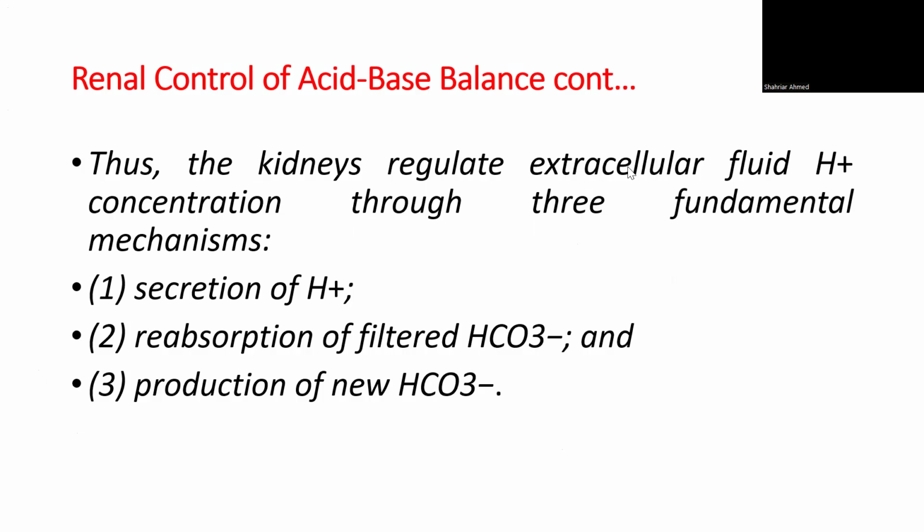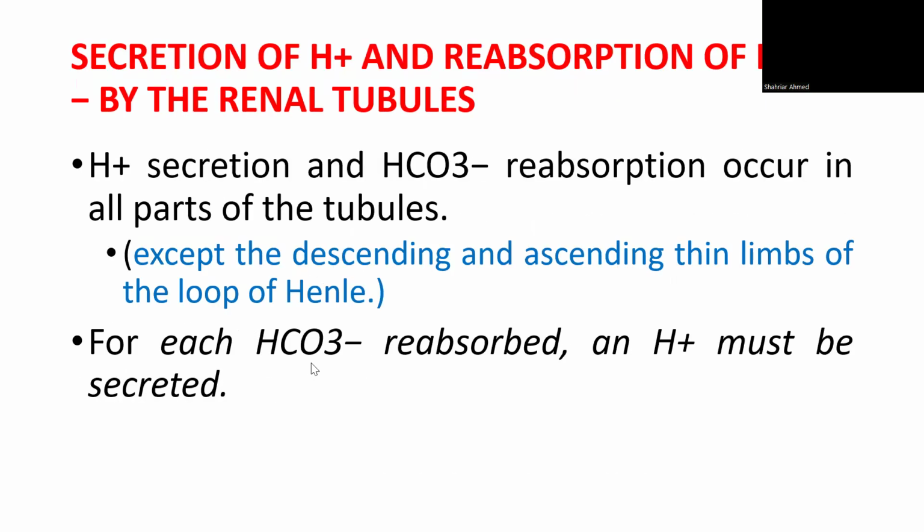Thus, the kidneys regulate extracellular fluid hydrogen ion concentration through three fundamental mechanisms: secretion of hydrogen ion, reabsorption of filtered bicarbonate ion, and production of new bicarbonate ion. Secretion of hydrogen ion and reabsorption of bicarbonate by the renal tubules occur in all parts of the tubules except the descending and ascending thin limbs of the loop of Henle.